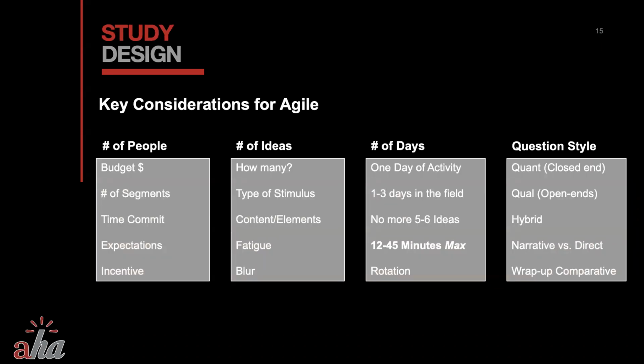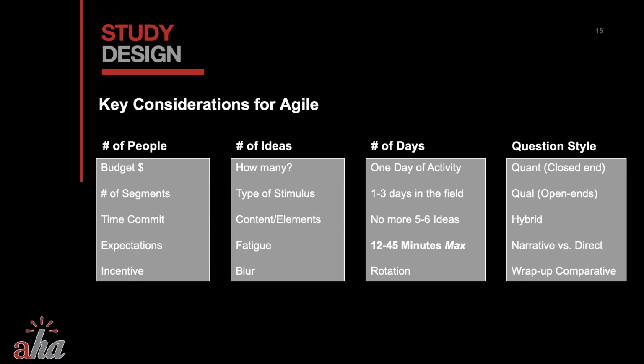Okay, now when we talk about agile, here are the key considerations for that one. The number of people, it really does depend. But when you look at a quant qual type approach, you're going to need at least 100 for the quant side and probably 30 to 36 on the qual side. Okay, so number of people will affect that. The budget is a driver and will suppress the number of people you can have if you are tight on budget. Segments are fine. You can definitely do that in here. And again, time commitment, expectations, and incentive all have to be aligned, and I'll touch on those in a second.